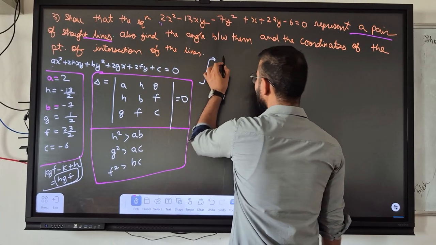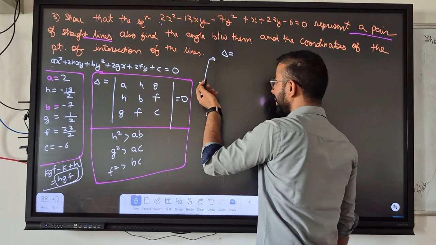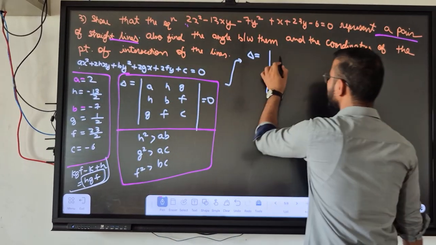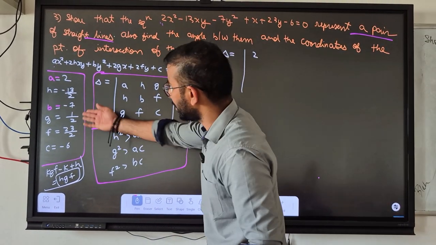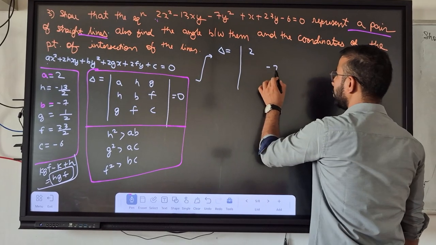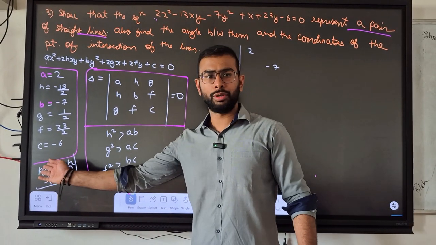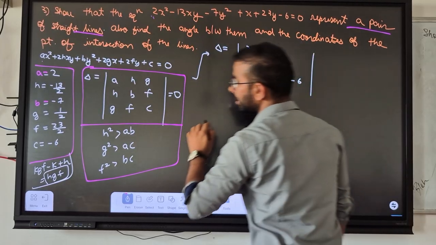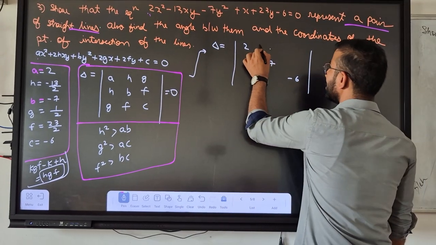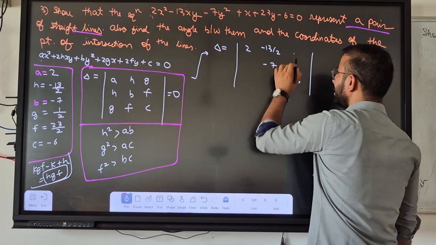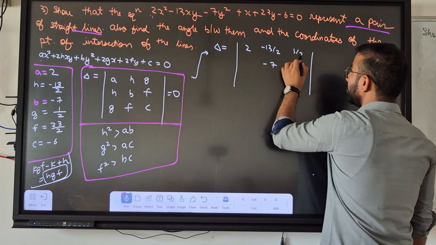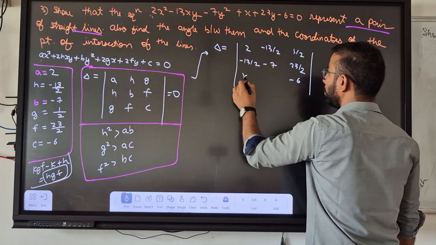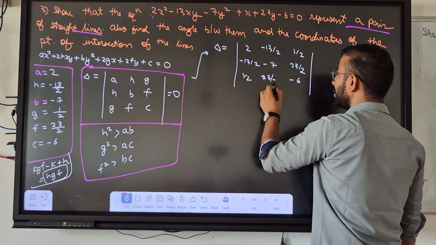So let's open this. If you don't know how to open this, first let's substitute the values. What is A? This is 2. What is B? Tell me B, guys. Minus 7. What is C? Minus 6, right? So this is minus 6. And what is H? Minus 13 by 2. What is G? 1 by 2. And F is 23 by 2. Same, copy paste: minus 13 by 2, 1 by 2, 23 by 2.